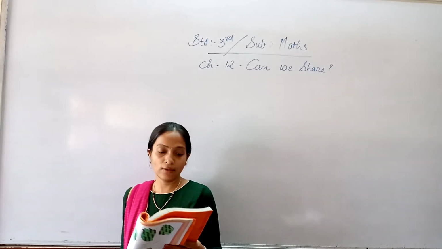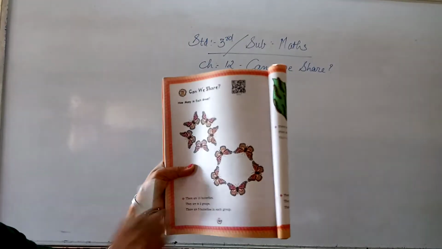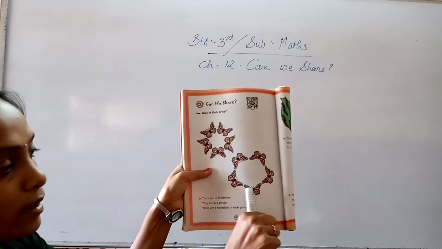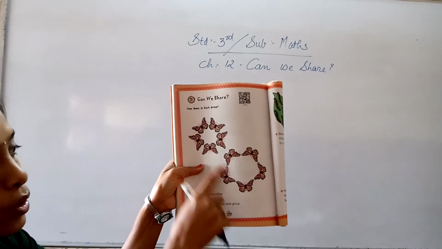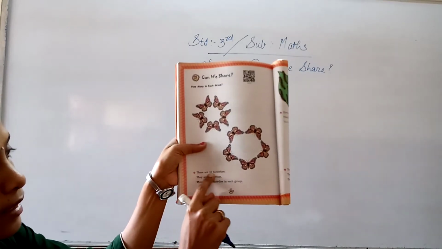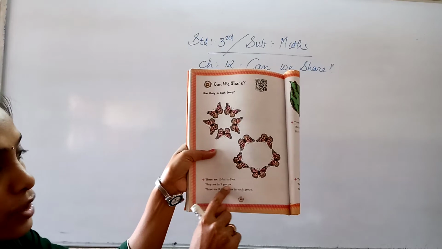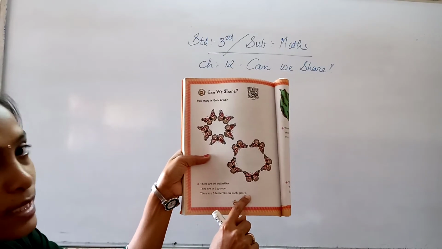So here you can see 5 butterflies are there in 2 groups. You can see there are total 10 butterflies and they are divided equally in 2 groups. Here it is written there are 10 butterflies and they are in 2 groups. There are 5 butterflies in each group.